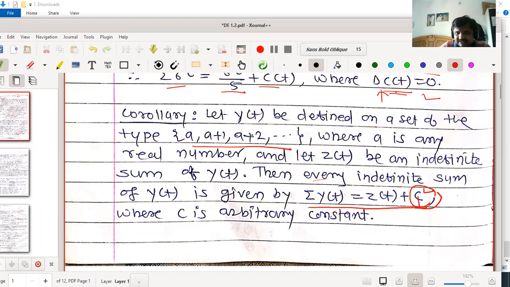We'll see this by example. If your domain set, the values of t are of this type, a plus 1, a plus 2, and so on. That is, for example, 1, 2, 3, 4, 5, 6, 7, 8, etc. If the values of t are a set of natural numbers, then you can consider the c of t as only a constant function, as like integer.